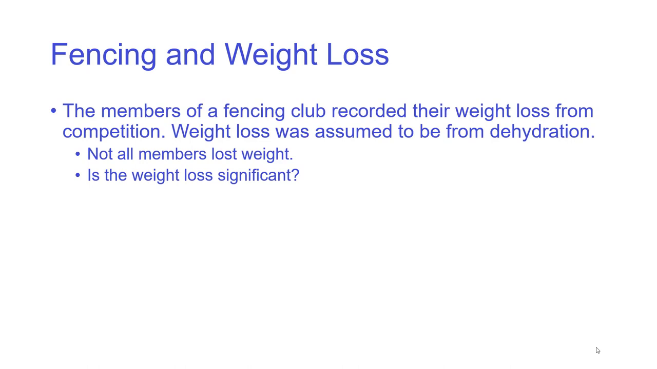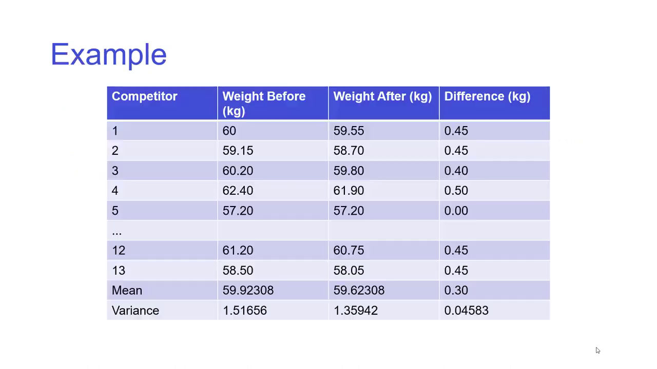So let's look at part of the table of data. There are 13 competitors, the weights before and the weights after. So competitor 1, 60 kilos before, 59.55 after, a difference of 0.45 kilos. There are some others at 0.45, there are some of 0. I think there's probably one within the data set that actually increases in weight. But if you go down and look at the average weight before, it's 59.92.